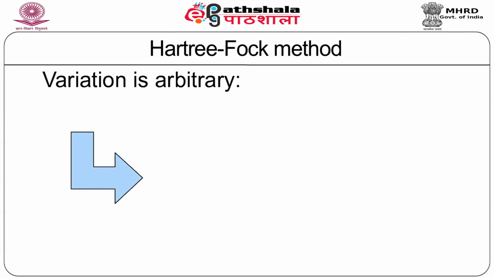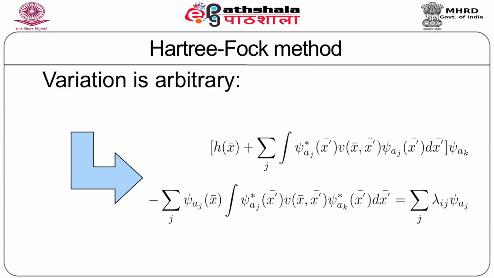Since the variation is arbitrary, we should have the delta psi equal to 0 in the previous slide. We thus have this following equation. We need to remember that in this summation over j, we still carry this hash symbol, which means it includes every state except i.